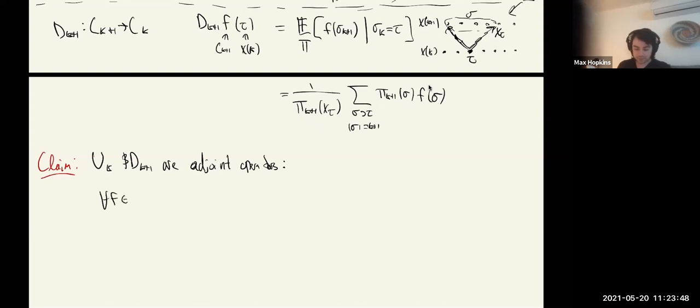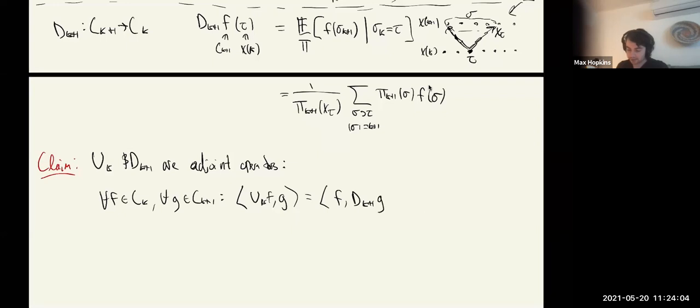So what does this mean? This means for all f in C^k and for all g in C^(k+1), we have the following: the inner product of U_k f with g is equal to the inner product of f with D_(k+1) g. So you can flip it in the inner product and you'll move between the up and down operators. So this is like a generalization. When you have a normal non-weighted inner product, adjoints are transposes. When you move to weighted inner products, things are a little bit different. It's not just a transpose, but you get this general result because these are inner products over pi, that they're adjoints.